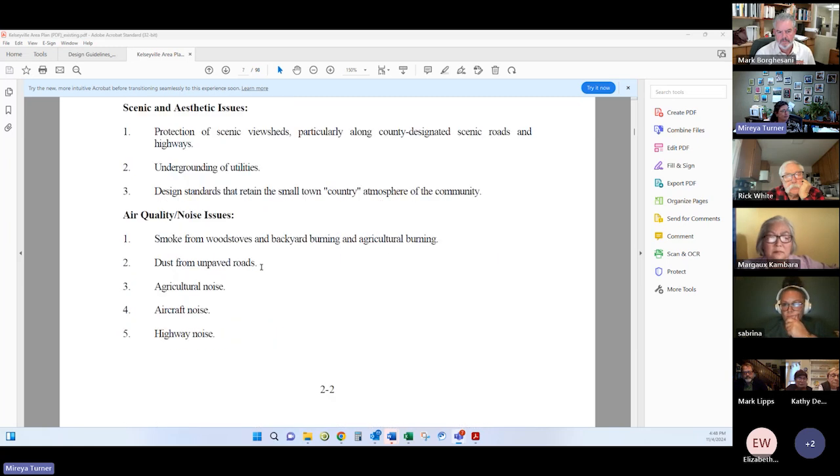But that's later. And then finishing up, air quality and noise issues: smoke from wood stoves, backyard burning, and ag burning. That's still an issue? Something that needs attention? No, because you go get a permit and there's a whole list of things you have to sign and agree to. It's just normal business. I think everybody's pretty used to doing that.